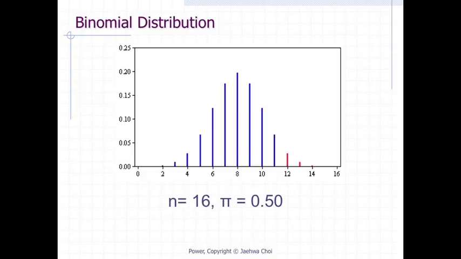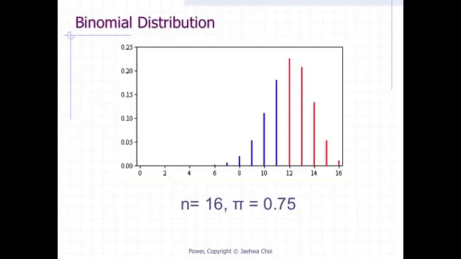From the binomial distribution calculator, it can be determined that the probability of being correct on 12 or more trials is 0.038. Therefore, the null hypothesis that pi equals 0.5 can be rejected at the 0.05 level if Mr. Bond is correct on 12 or more of the trials.